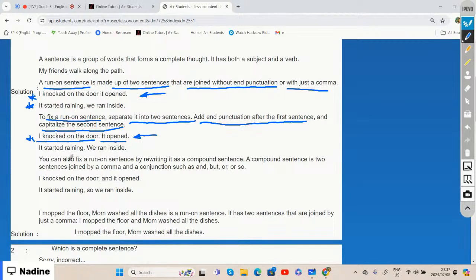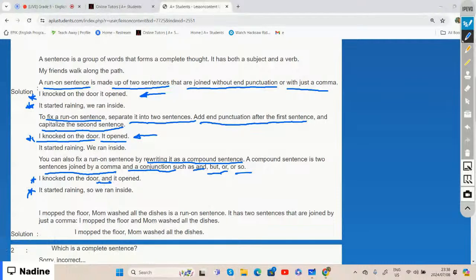We can also fix a run-on sentence by rewriting it as a compound sentence. And a compound sentence, right? It is two sentences that are joined by a comma as well as a conjunction. And a conjunction is words such as and, but, or so. That is a conjunction, right? And if we look at an example, this is now us fixing our run-on sentence. It says, I knocked on the door, comma, and it opened.